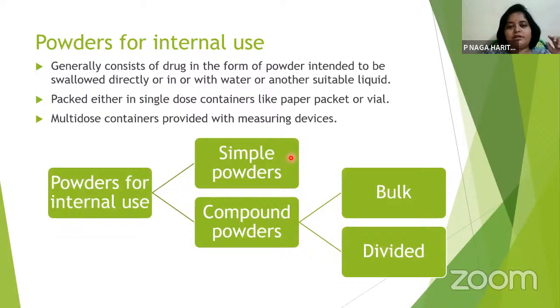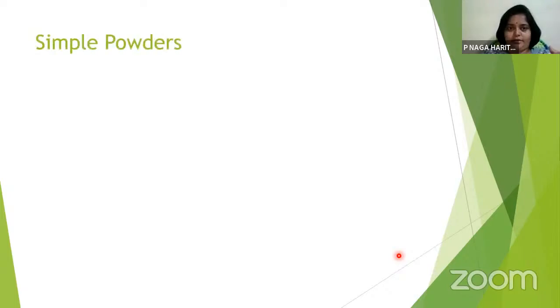So powders for internal use are further divided into simple powders and compound powders. Compound powders are further divided into bulk powders and divided powders. Here the classification depends upon the number of ingredients your powder contains. So first, let us see about the simple powders.